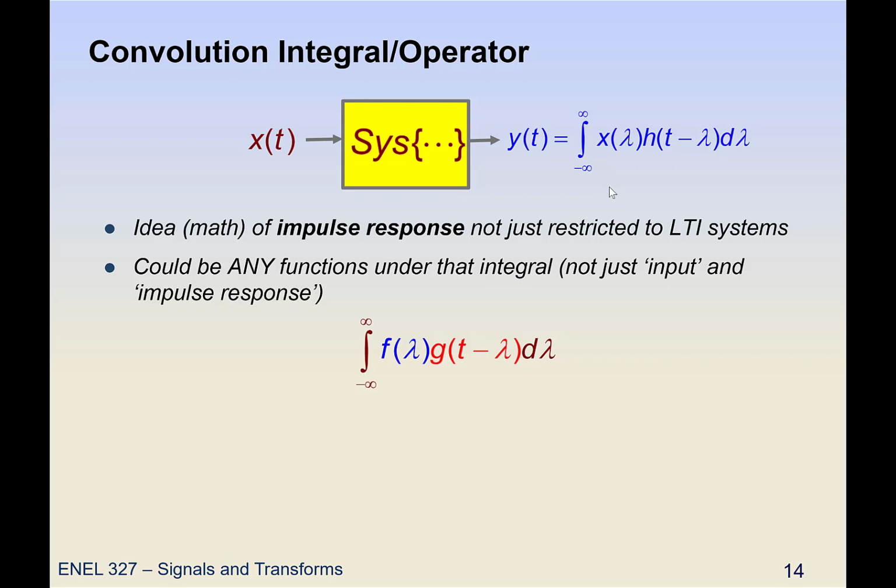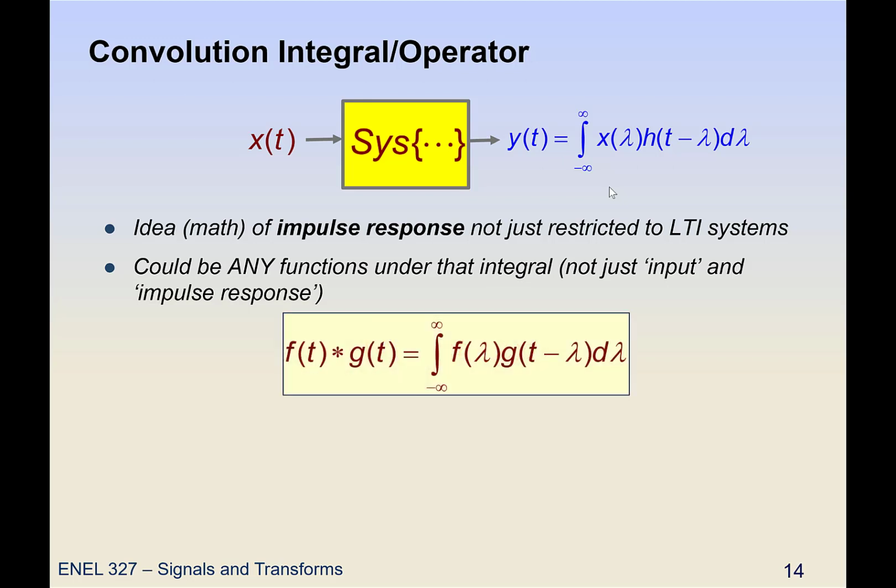And because it is given the name, it's actually got a mathematical operator associated with it, like multiplication, like division, like take the sine of an input. And so we actually have a mathematical shorthand for it. So this integral, which by example we see for systems and impulse responses, actually has this mathematical shorthand, and it's called the convolution integral.